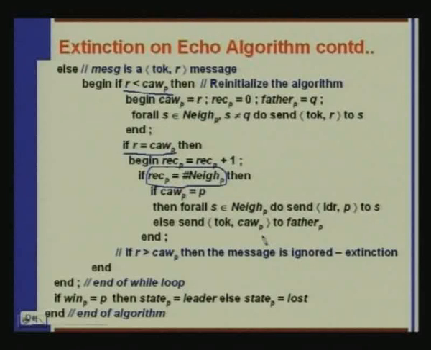Now, I understood that when RECP becomes equal to the number of neighbors, at that point of time it checks if the currently active wave is equal to P. How does it conclude that I am the leader? I don't understand this part. Okay, see, let us understand this thing very clearly. The algorithm is working in this way.